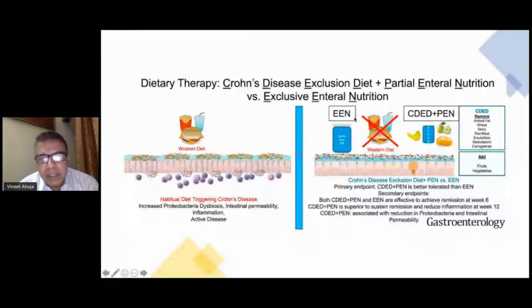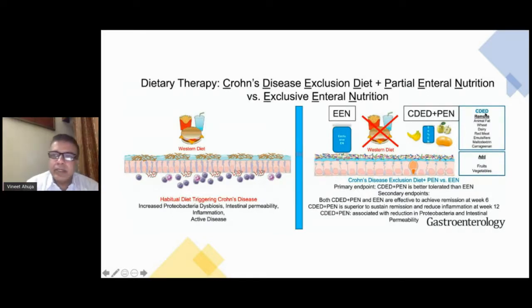One, they gave only exclusive enteral nutrition. Exclusive enteral nutrition would be like an elemental or semi-elemental liquid formulation. It would not have any residue, and that would be exclusive. The patient would not be allowed to take any other food apart from that, but that would be complete in terms of calories, vitamins, minerals, and all. In the other arm, they gave Crohn's disease exclusion diet.